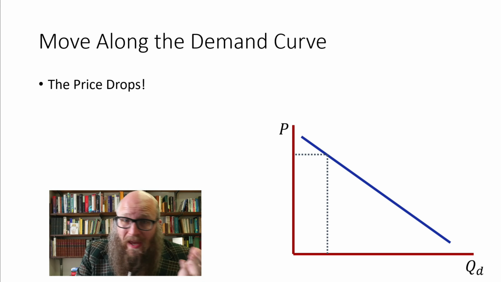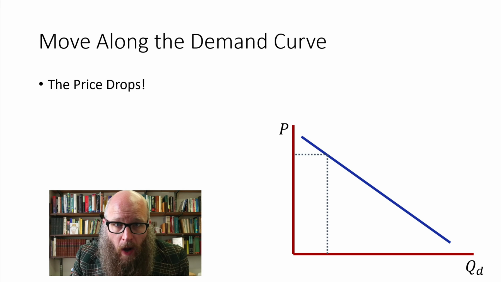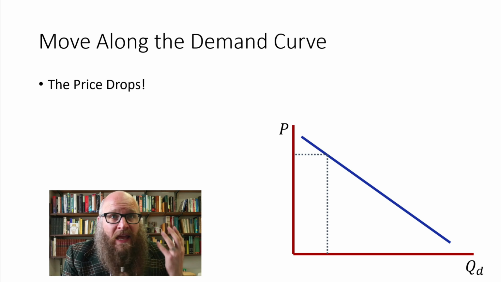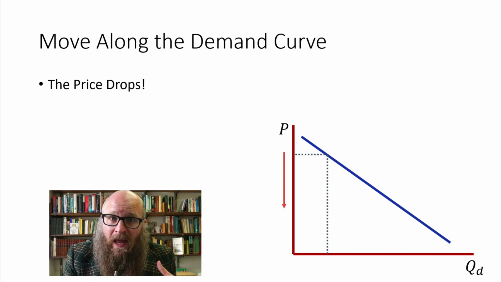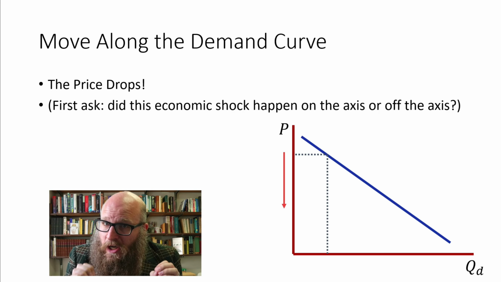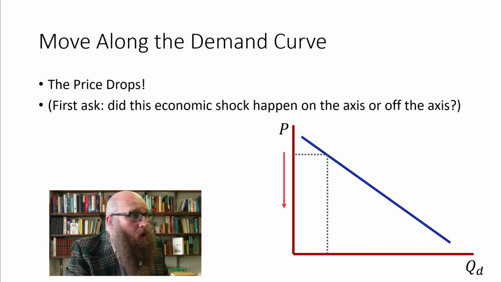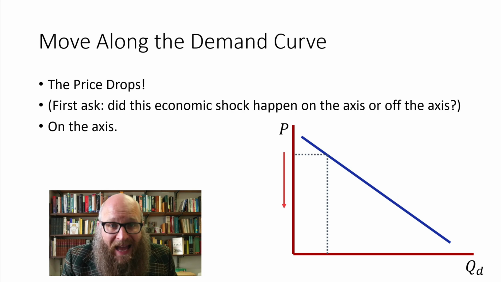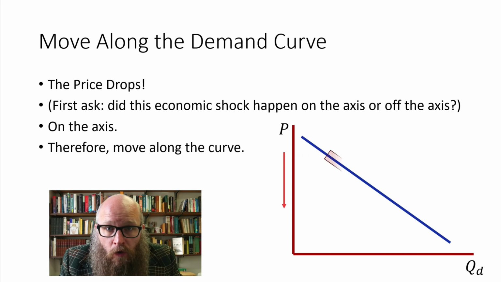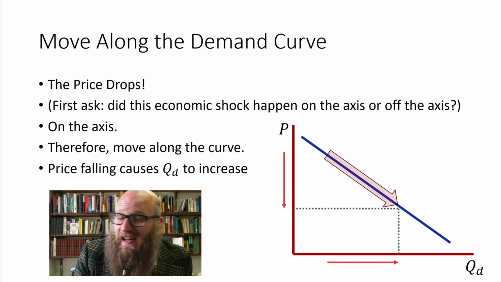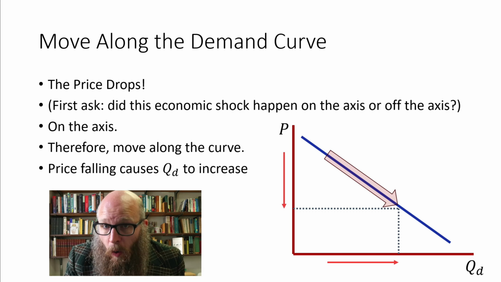First things first, we experience a sudden price drop. We're not saying why, we're not saying where it comes from. It just suddenly appears. It happens outside the model. It is the shock, and now we need to find out what happens next. Did this economic shock happen on the axis or off the axis? Well, our vertical axis is price. And so that means we need to move along the curve. At our new lower price, lower down on the curve, it is associated with a higher quantity demanded.